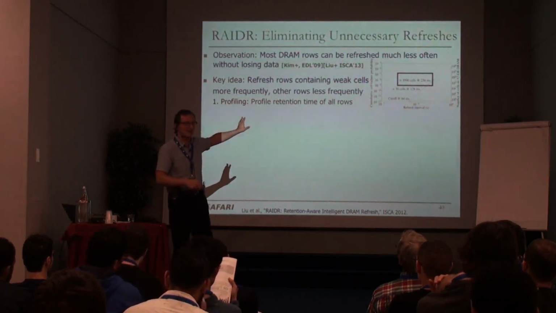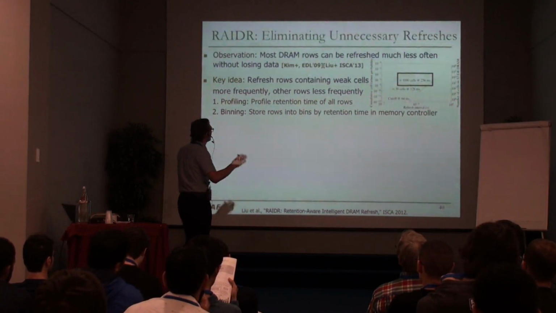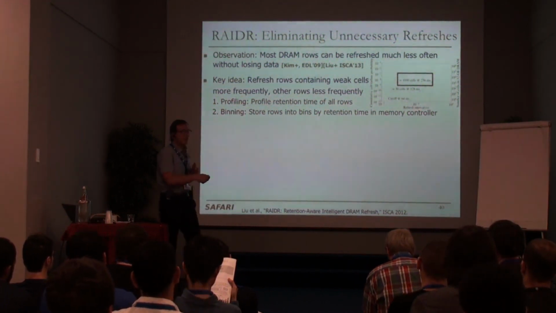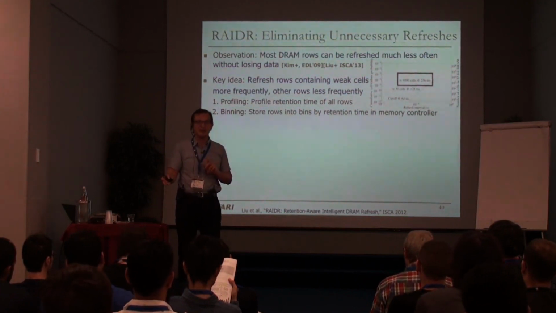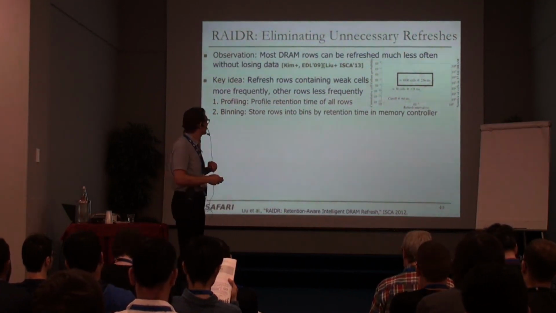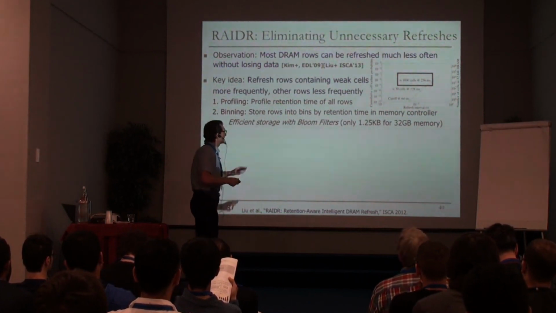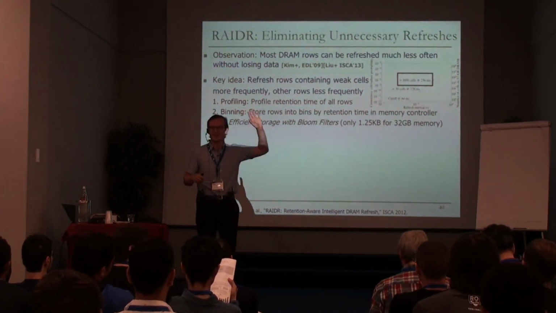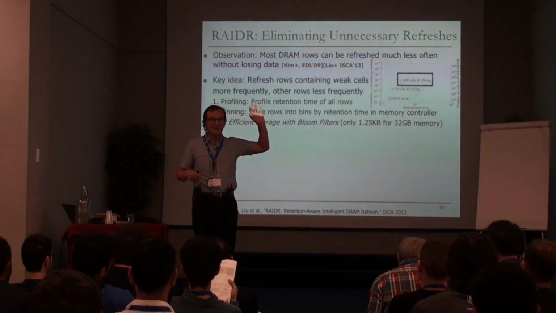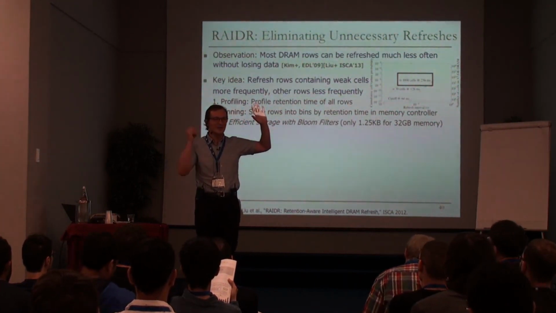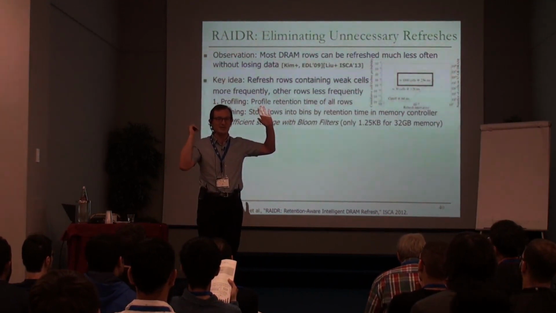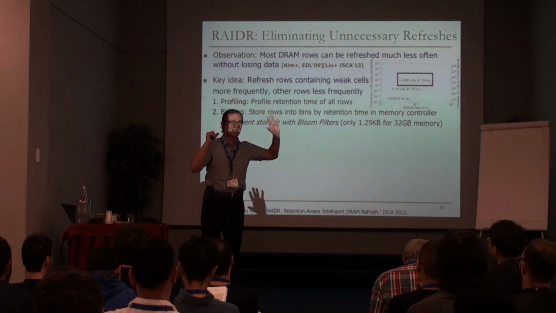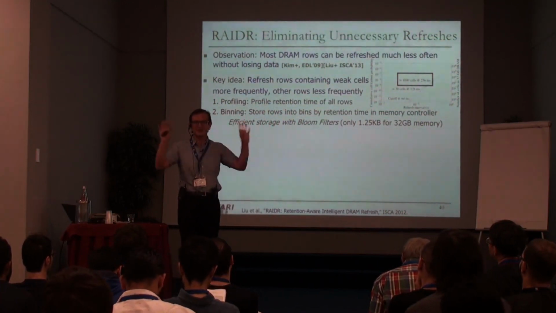But as I said, we're having difficulties. We're going to talk about that. Assuming you know that information, what can you do? You can store the rows into bins by retention time in the memory controller. The memory controller stores this information, and you can do this relatively easily using Bloom filters. How many people know about Bloom filters here? Okay, not enough. Anyway, I don't have time to cover Bloom filters, but you should definitely watch my undergraduate freshman lecture at ETH that talks about Bloom filters. I think it's lecture 2 or 3. This is something that could be useful for the rest of your life.